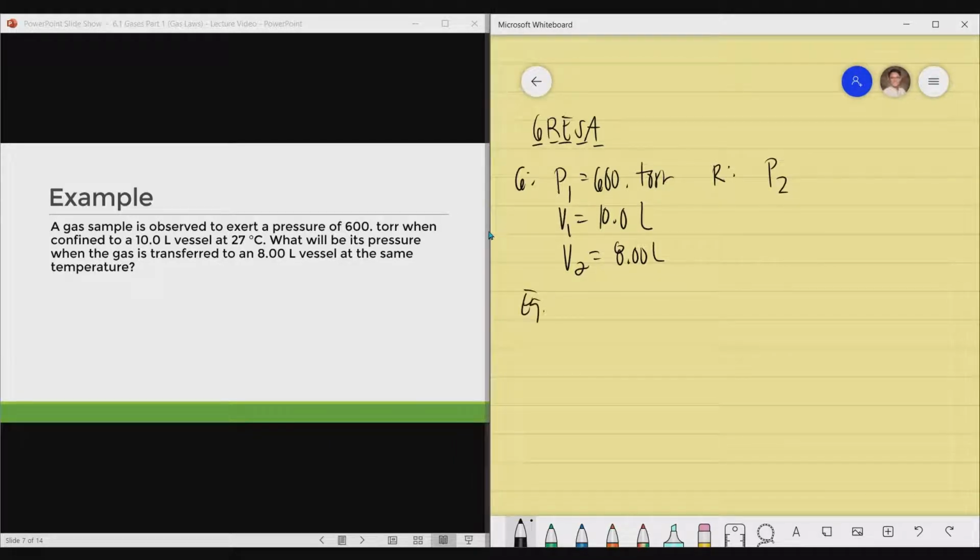And then the equation: we use the main equation for Boyle's law, P1 V1 is equal to P2 V2. Since the one we need to solve for is P sub 2, let us derive an equation such that we have P sub 2. Divide both sides by final volume, V sub 2, and cancel V sub 2 on the right side. We now have the equation P sub 2 is equal to P1 V1 all over V sub 2. At this point, we write our solution.